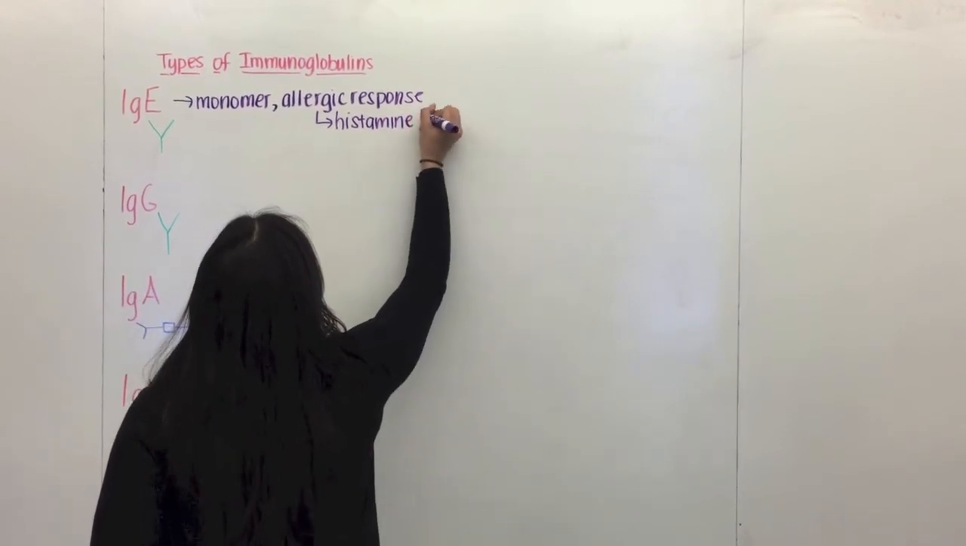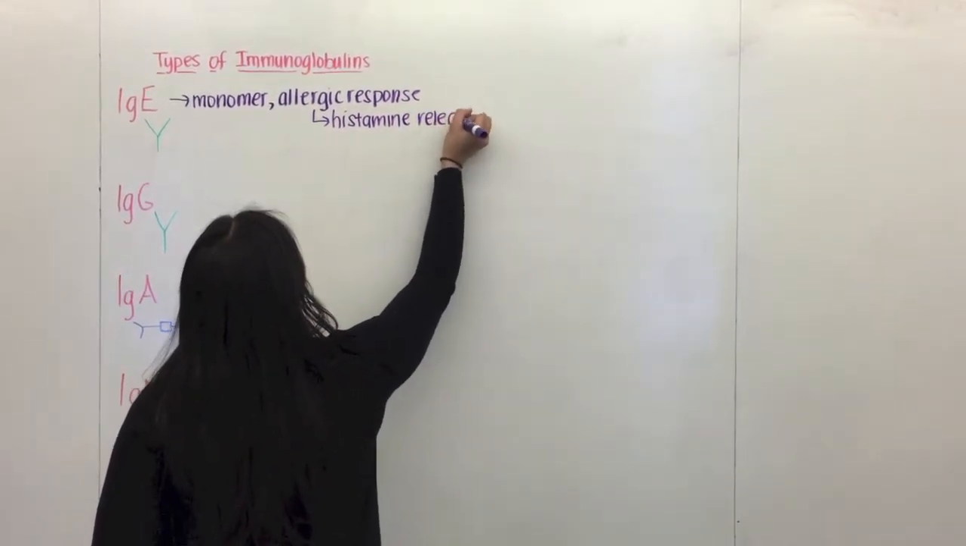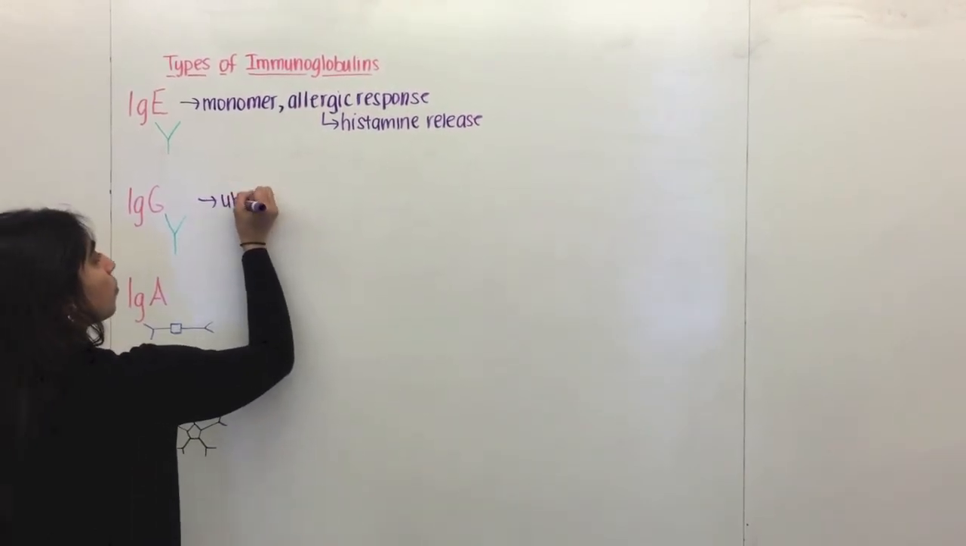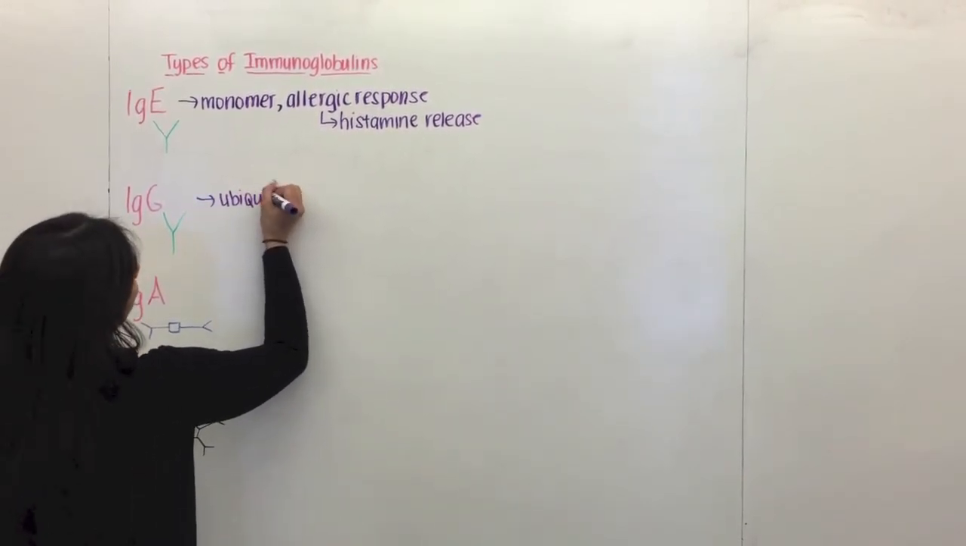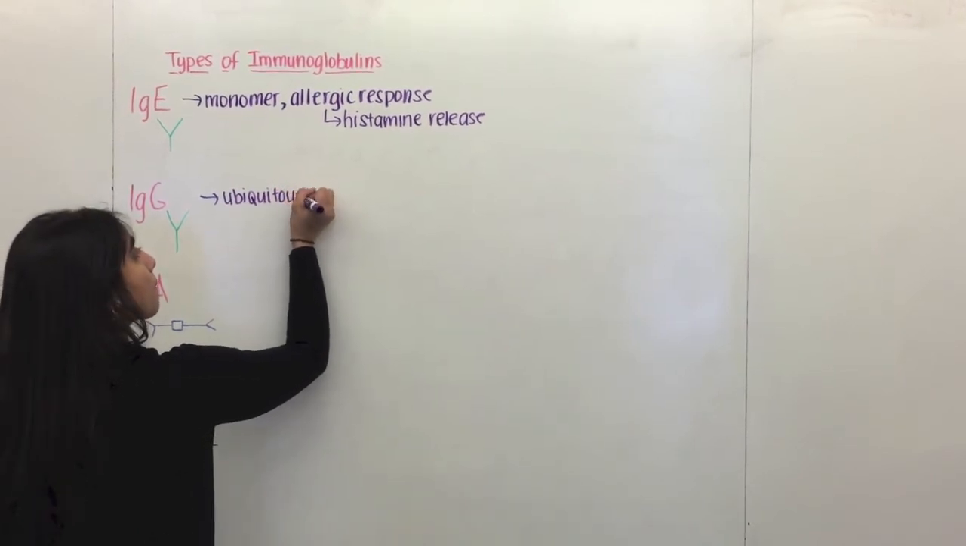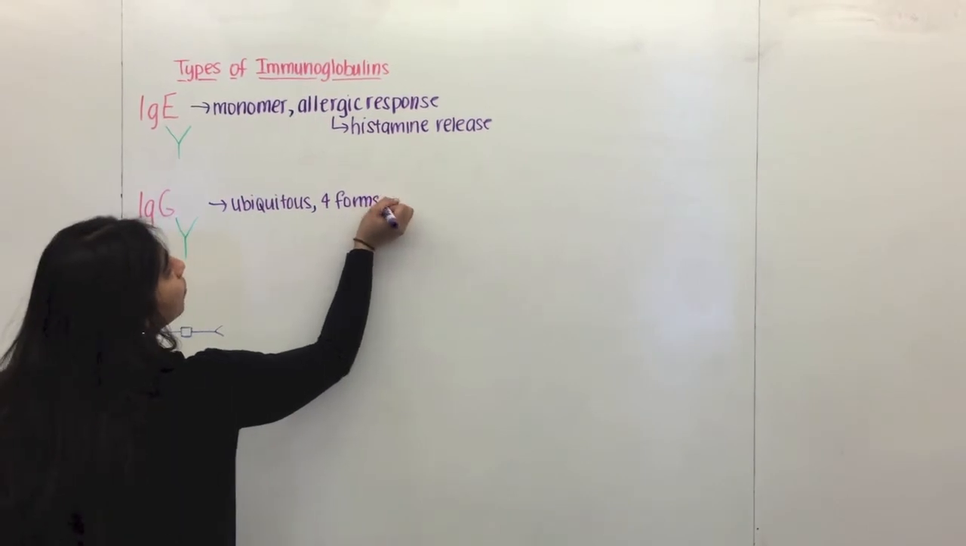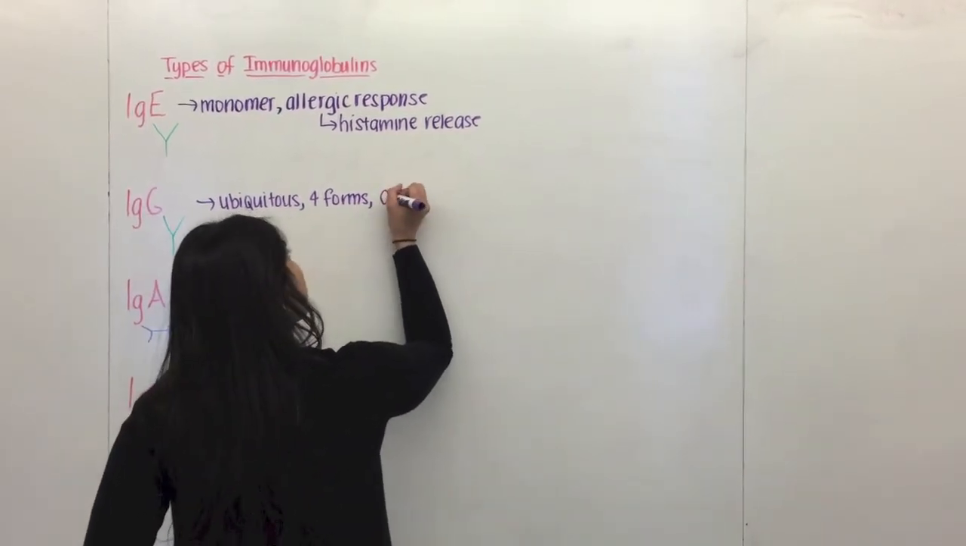Next, we have IgG. This is the most ubiquitous immunoglobulin. It is also a monomer, and it is found in 4 forms, and it's also the only immunoglobulin that is capable of crossing the placenta.